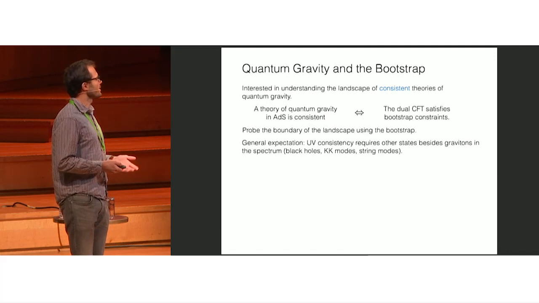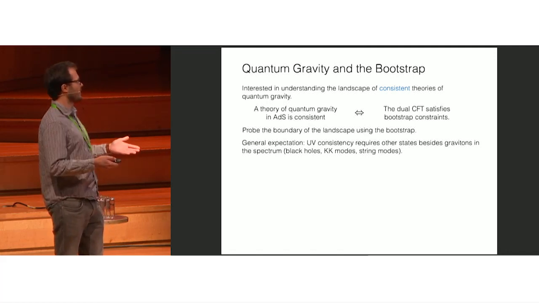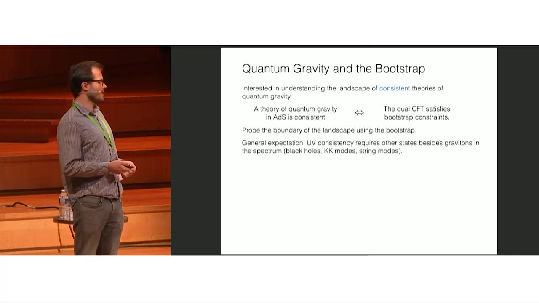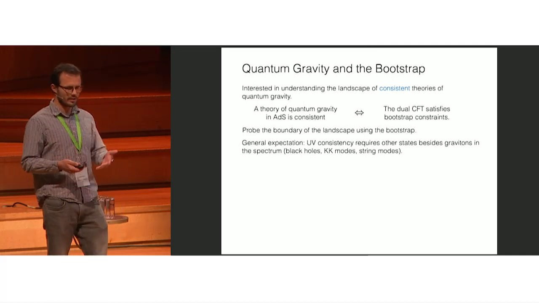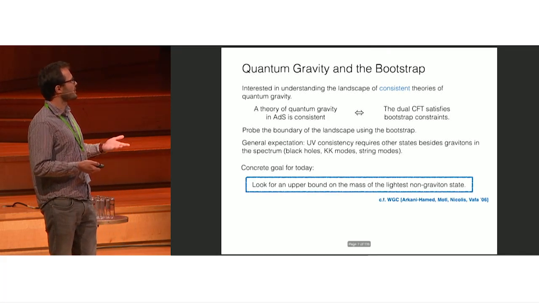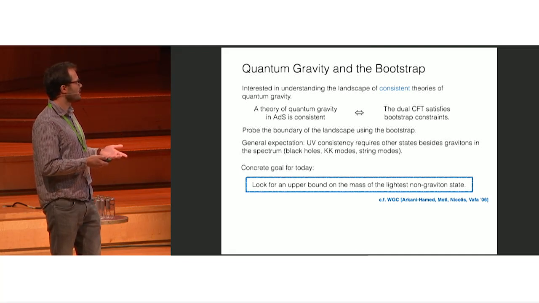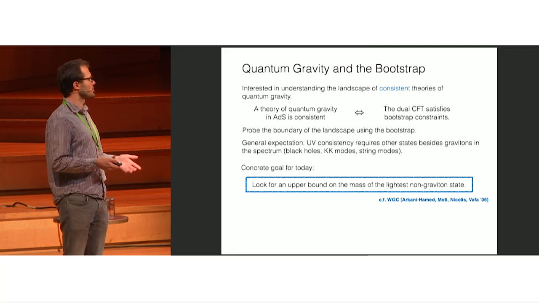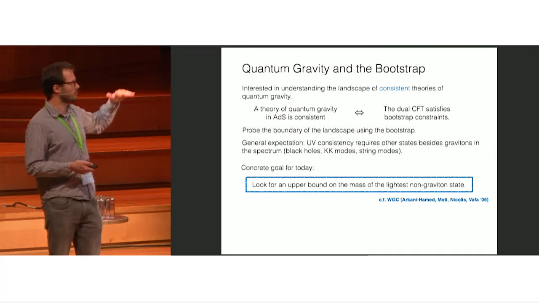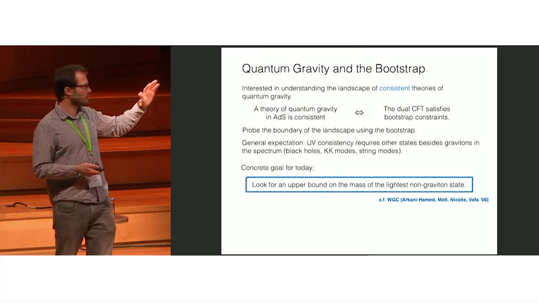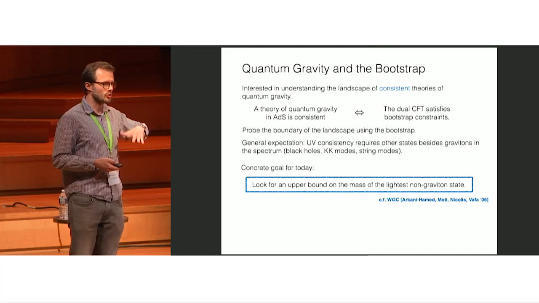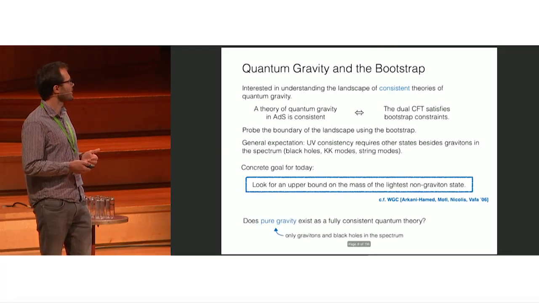Now, maybe more concretely, what I'll focus on today is the general expectation that UV consistency of such theories requires the presence of other states besides gravitons in the spectrum. Usually in examples, these are black holes, there could be Kaluza-Klein modes or string modes. And a concrete goal for today will be to make this a bit more precise and look for an upper bound on the mass of the lightest non-graviton state in the spectrum of such theories. This is kind of reminiscent of the weak gravity conjecture, which asserts an upper bound on the mass to charge ratio of a theory.